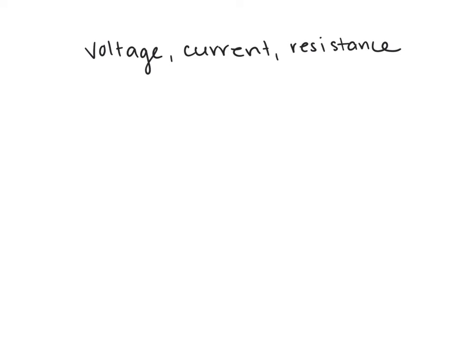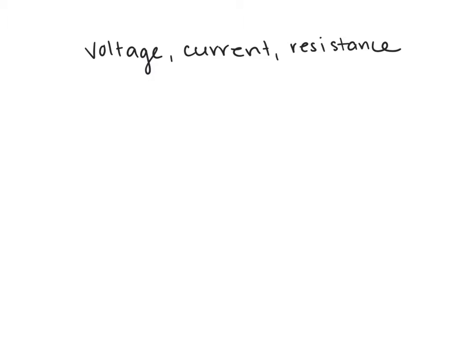There are three properties of an electrical current that we can measure and examine. Those are the voltage, the current, and the resistance. And all three of these properties are related to each other.